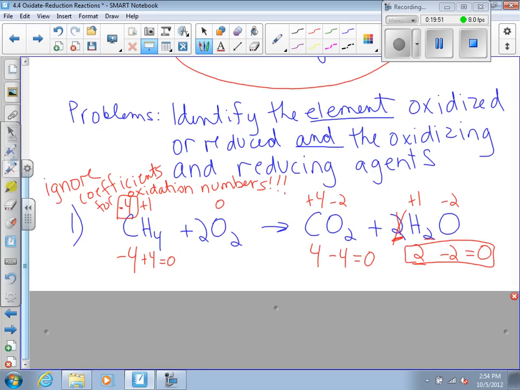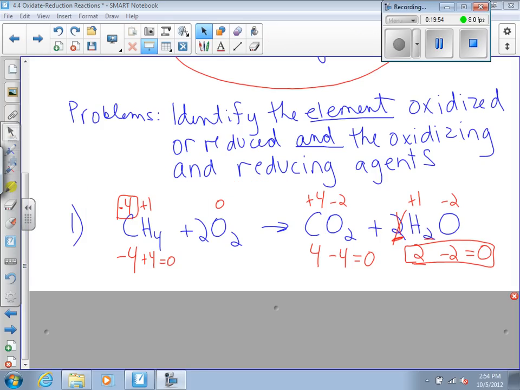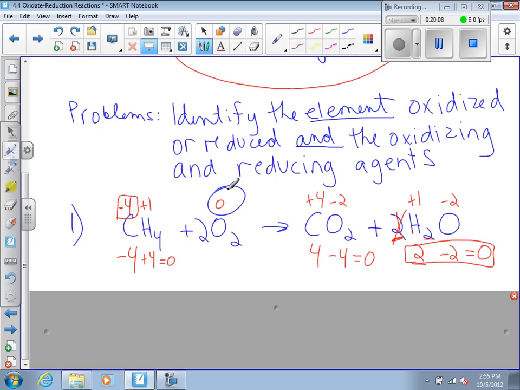oxidation numbers. And now we need to identify the element oxidized or reduced. So let's find out what changed oxidation numbers. Anything that changed in oxidation number gained or lost electrons. I see the oxygen goes from 0 to -2. Now let's think, if you go from 0 to -2, are you gaining or losing electrons? Electrons are negative. So if you become more negative, you are gaining electrons.